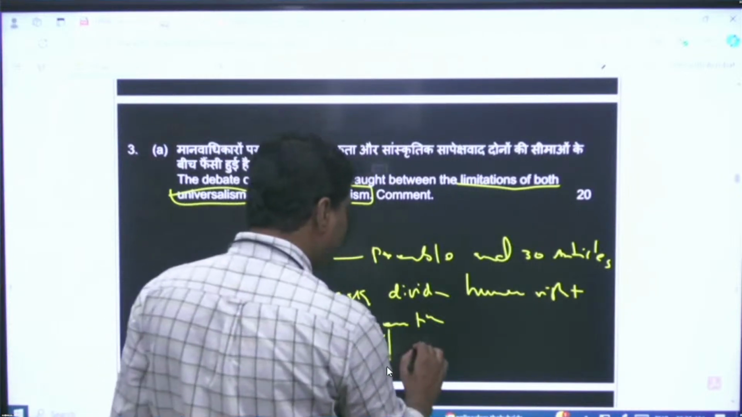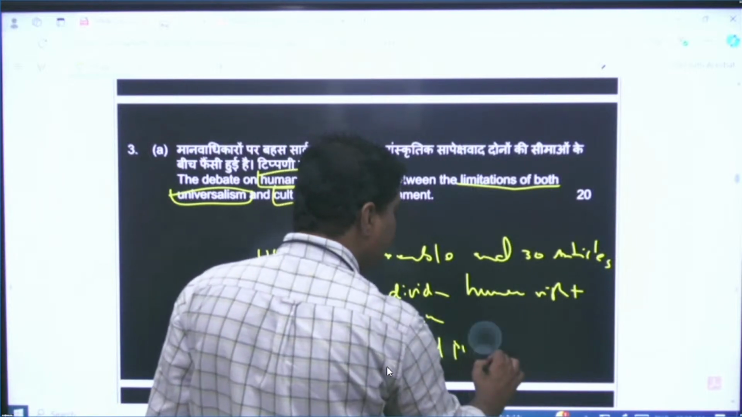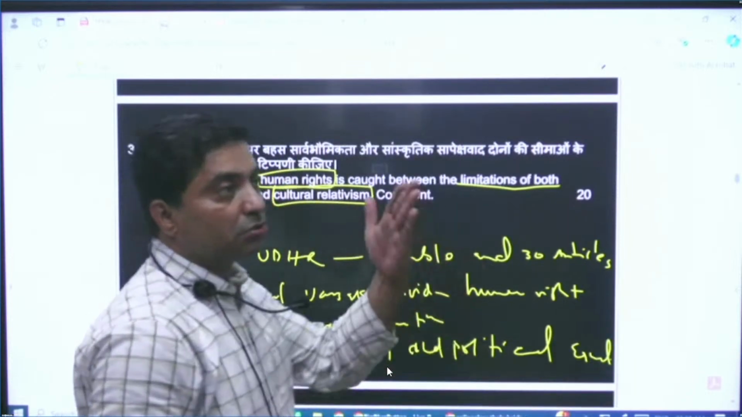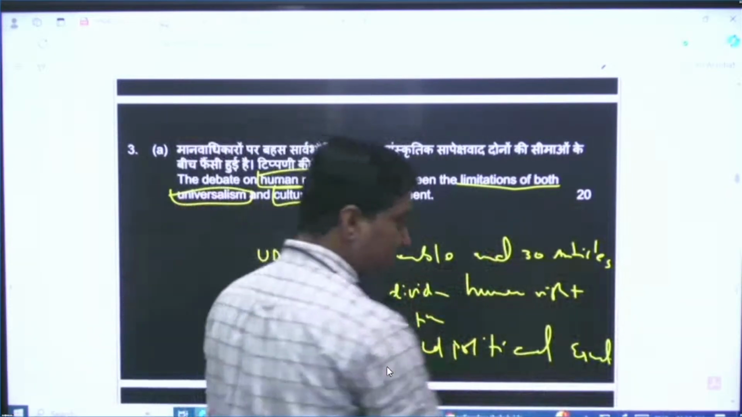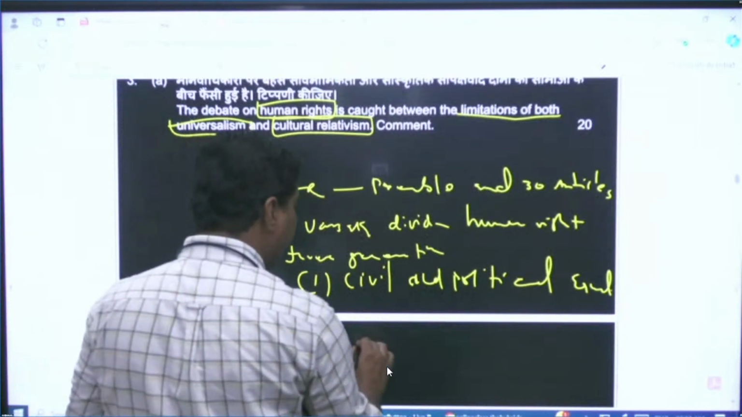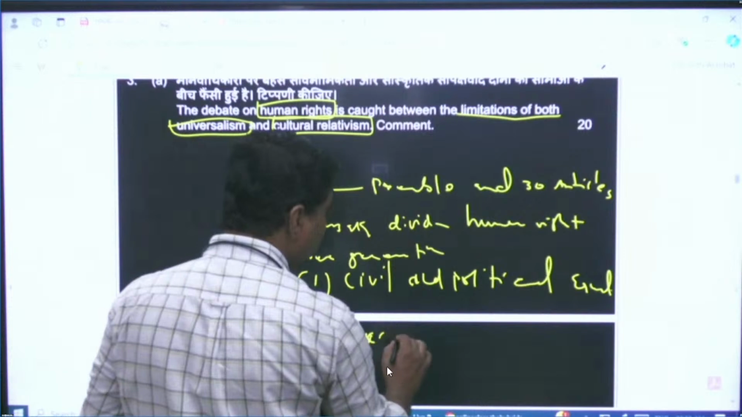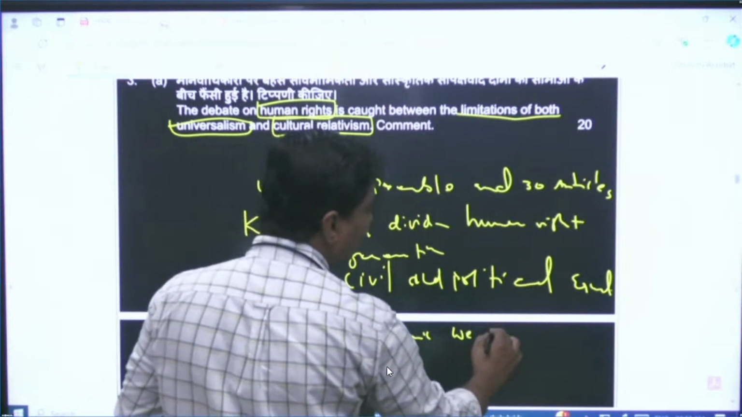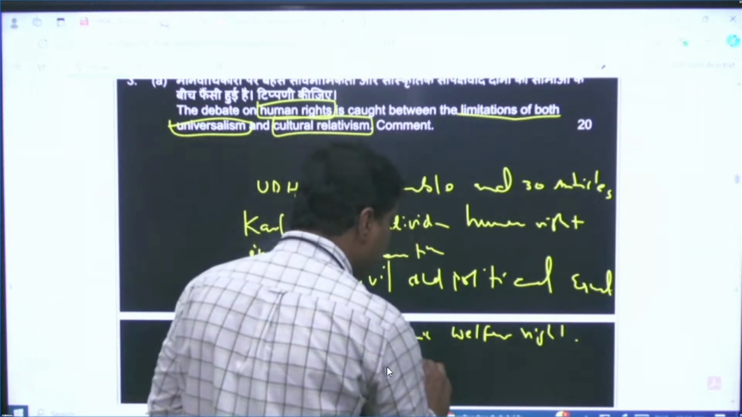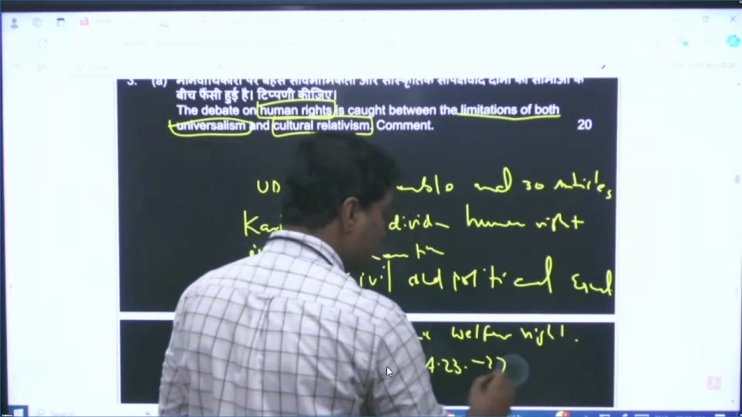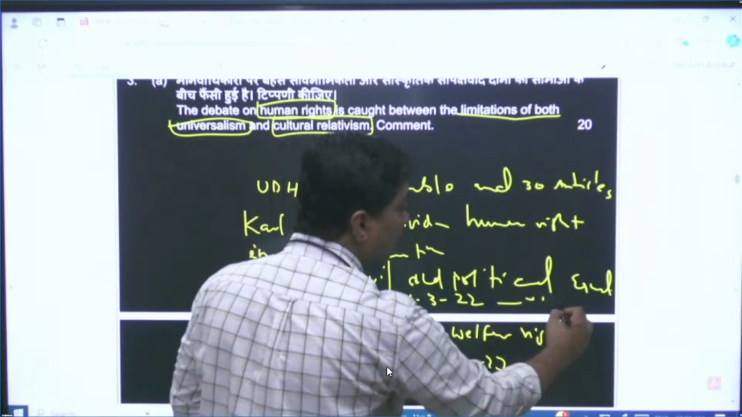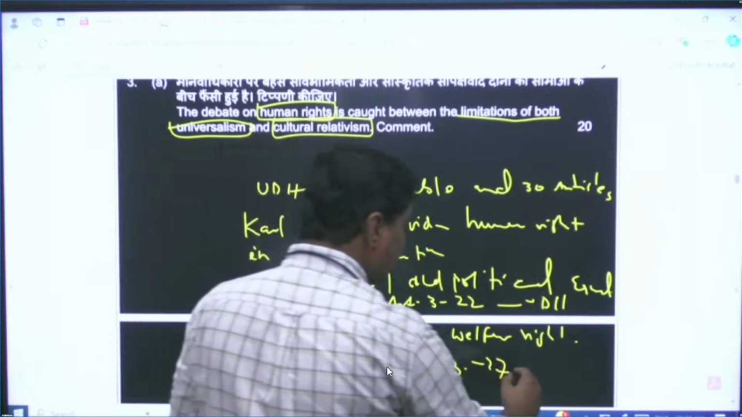Civil and political equality is mentioned under Article 3 to 22 in the UDHR. Now second is economic welfare rights. Economic welfare rights are discussed between Article 23 to 27 in the UDHR. This is the second generation of rights.